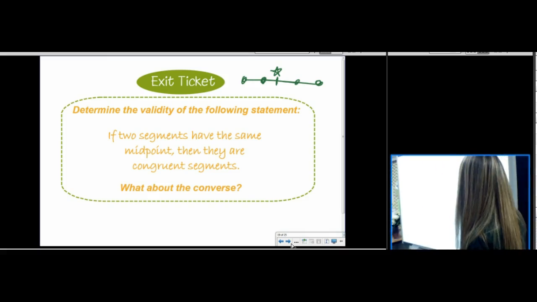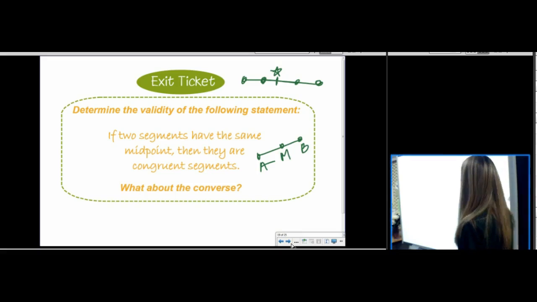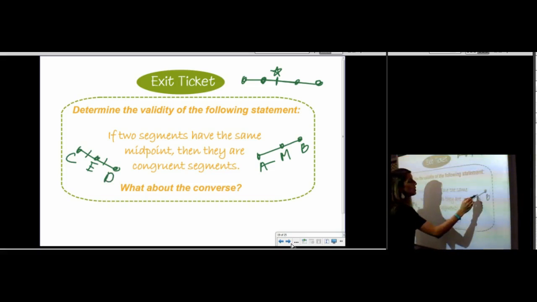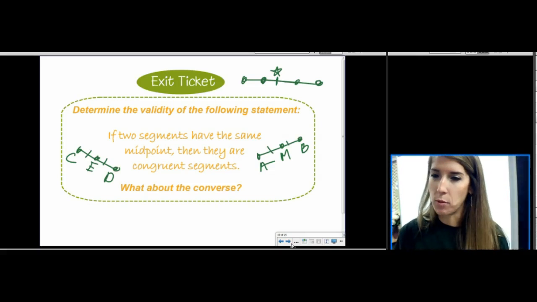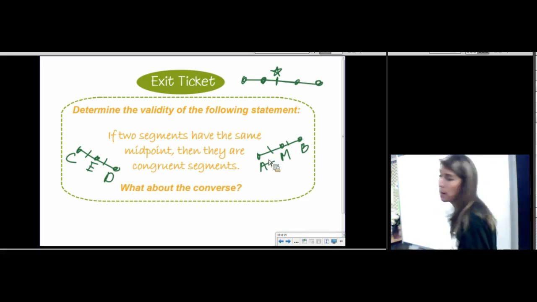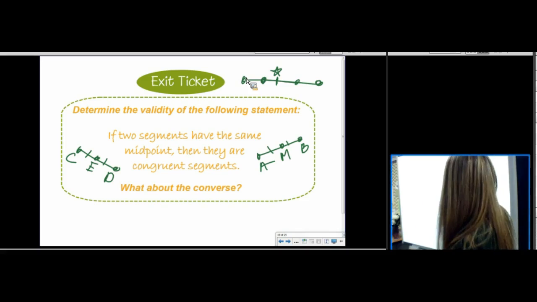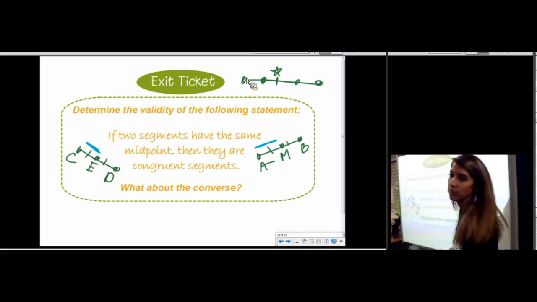It's kind of a weird question. This segment, his midpoint is M, but this segment, his midpoint is, I don't know, E. AB could be the same length as CD, but they have different midpoints. So they're both false is the moral of the story, but it's kind of a weird question. If 2 segments are congruent, would AM equal CE?